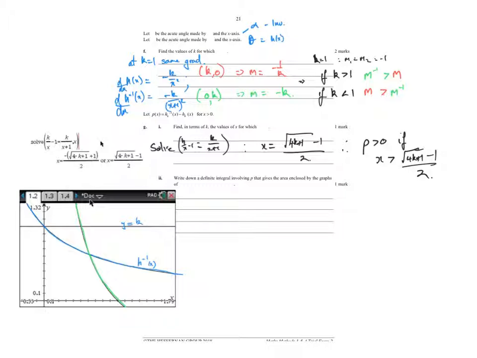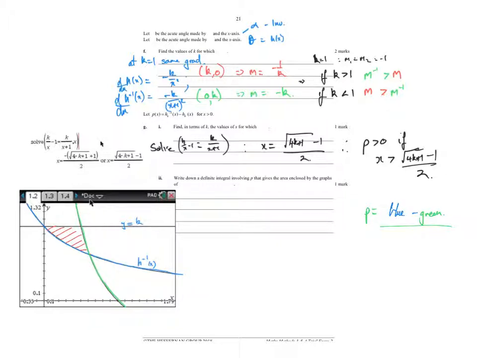Now we need to find the area of the curve in terms of p. So first things first, what is p? P is h inverse of x minus h of x. So p in this instance here is blue minus green. Given we're talking about areas, we're talking about top function minus bottom function. The area that we've been asked to find is the area bound by the graphs of h and h inverse and the line y equals k, which is this area here. Okay, that's the area we want.